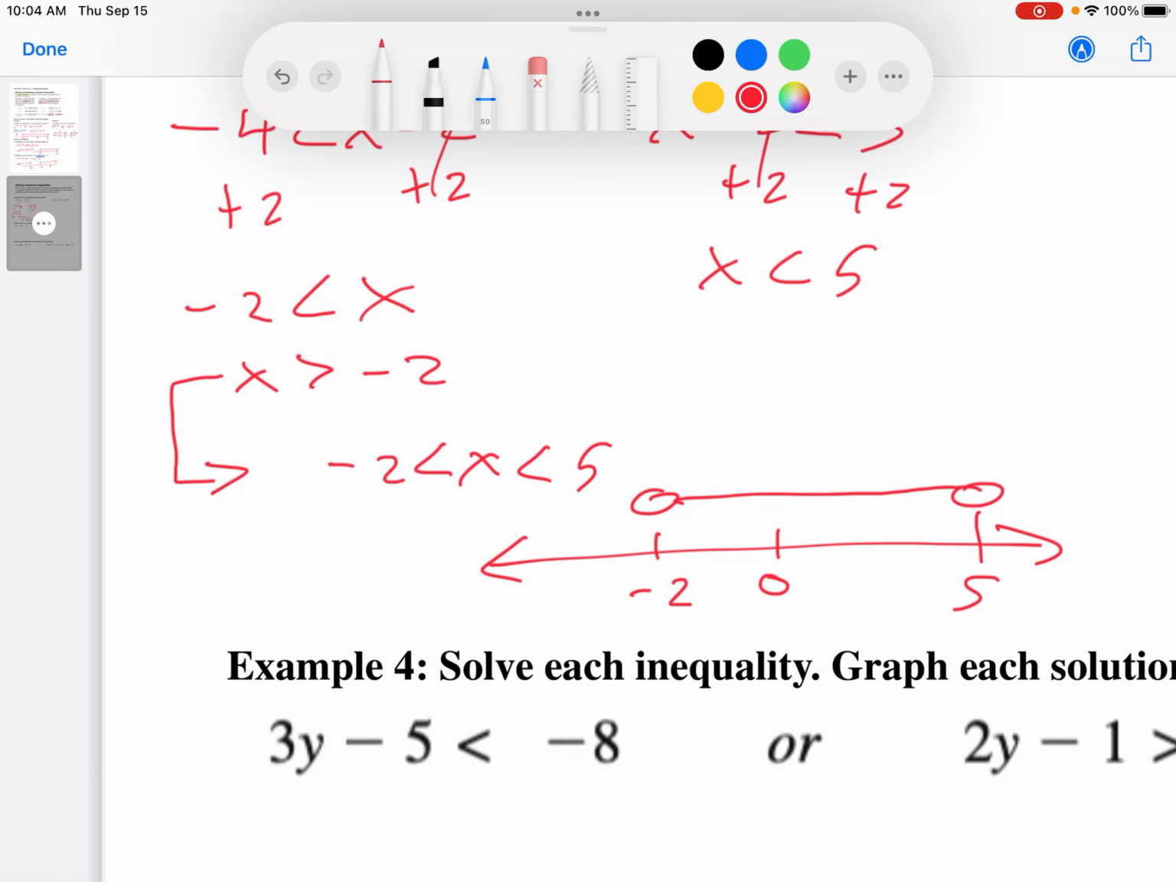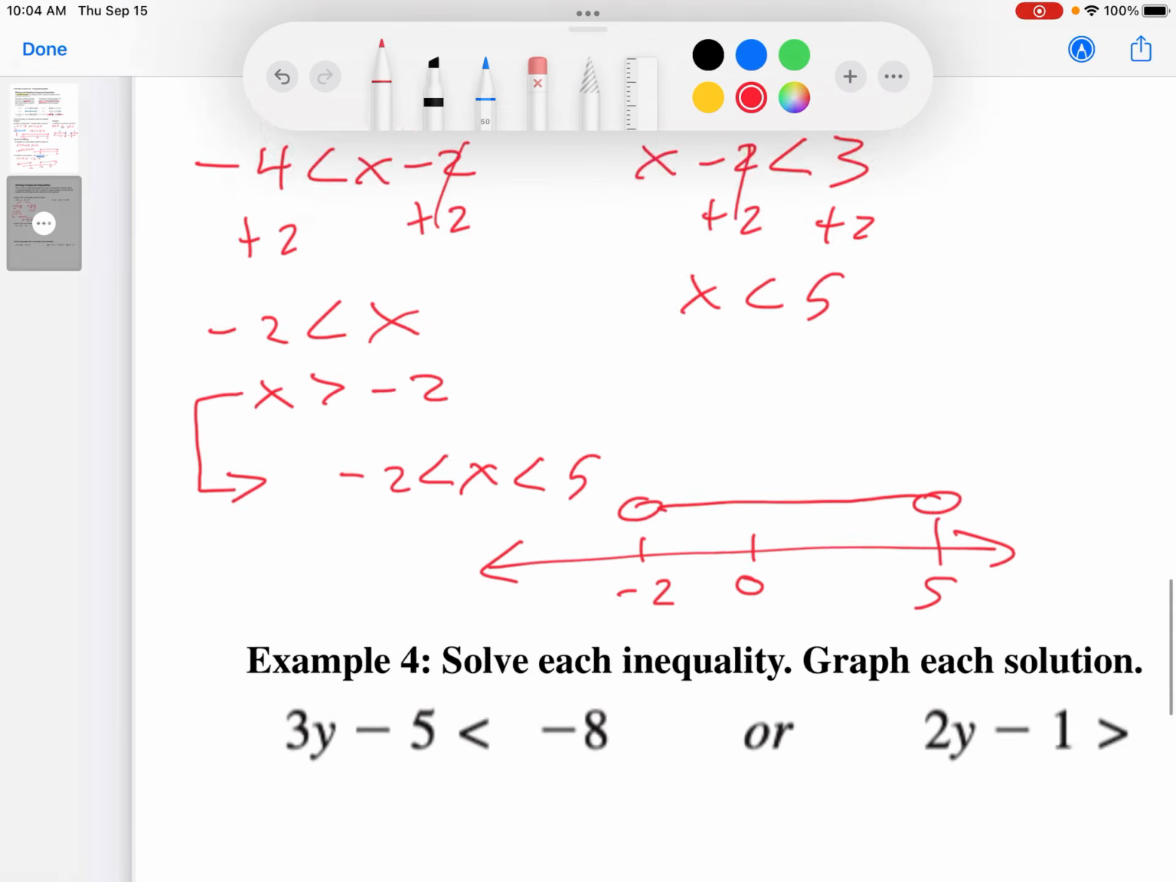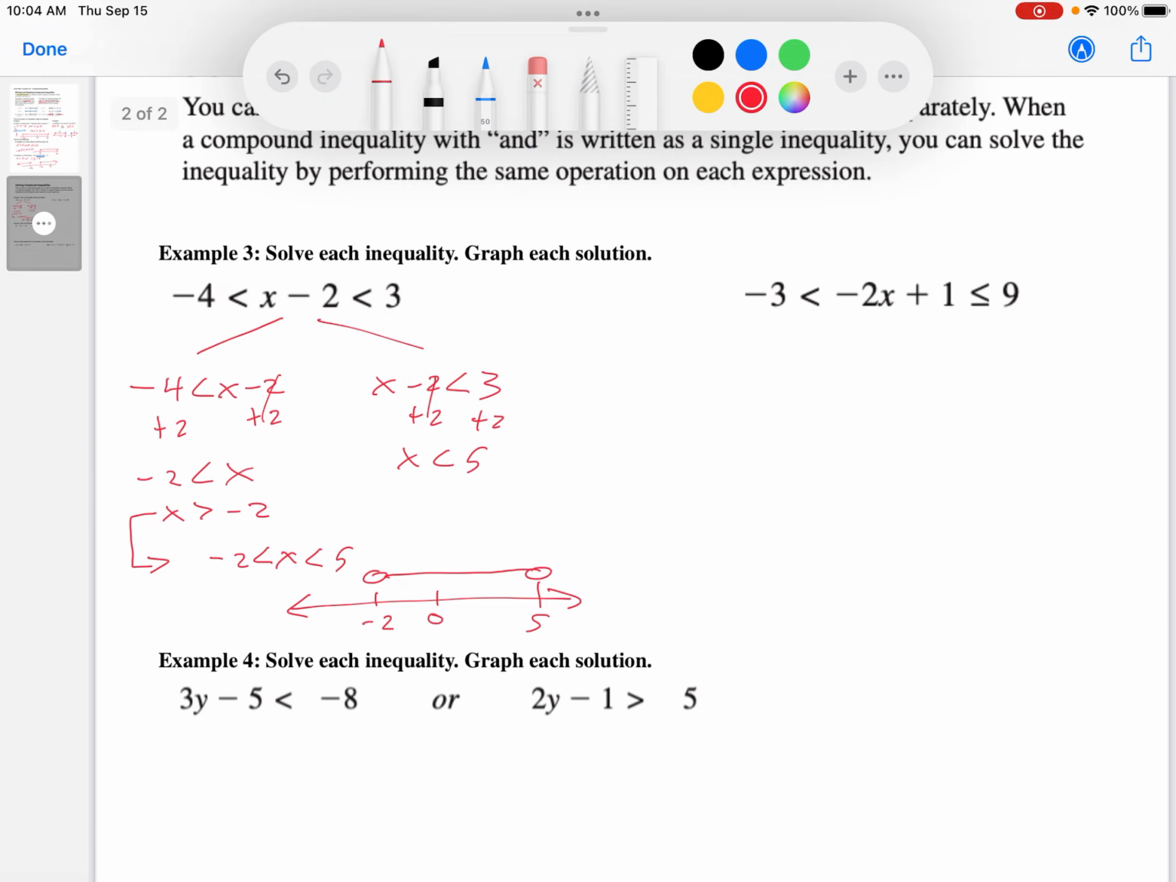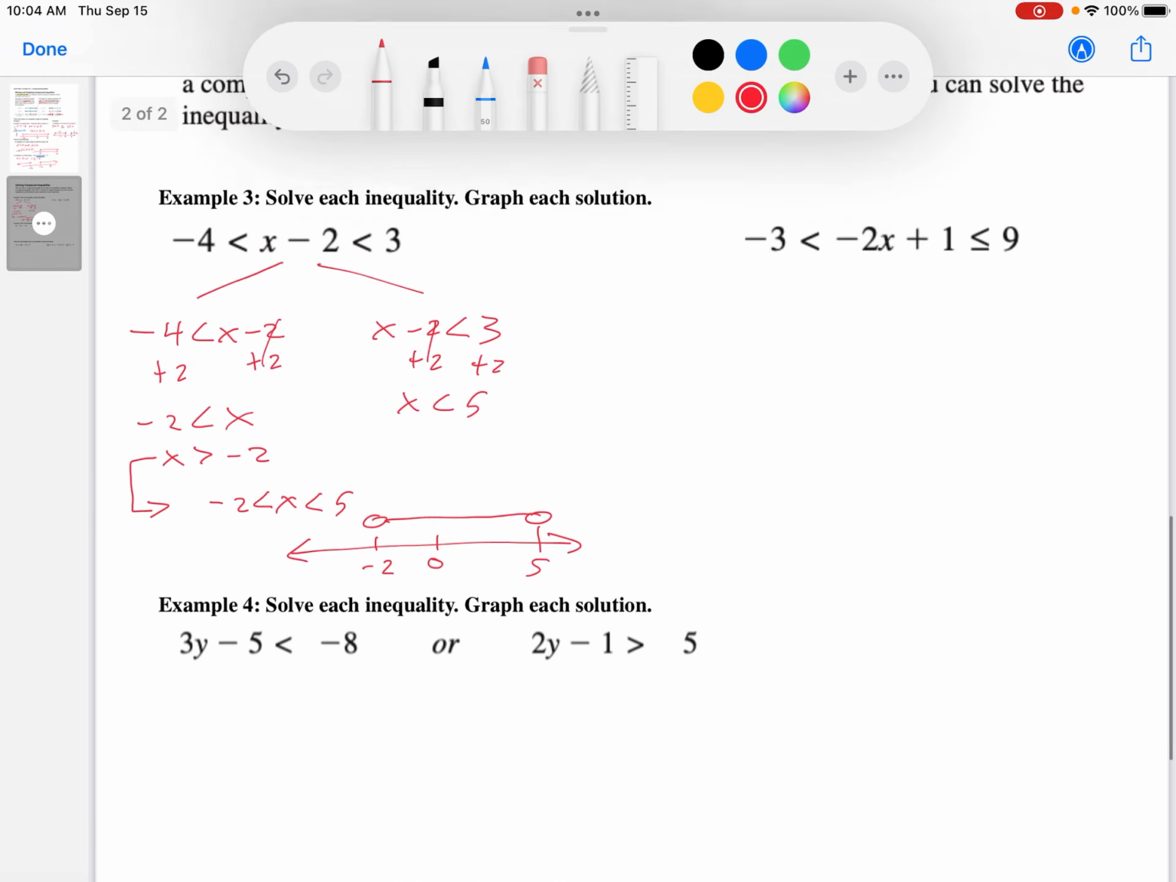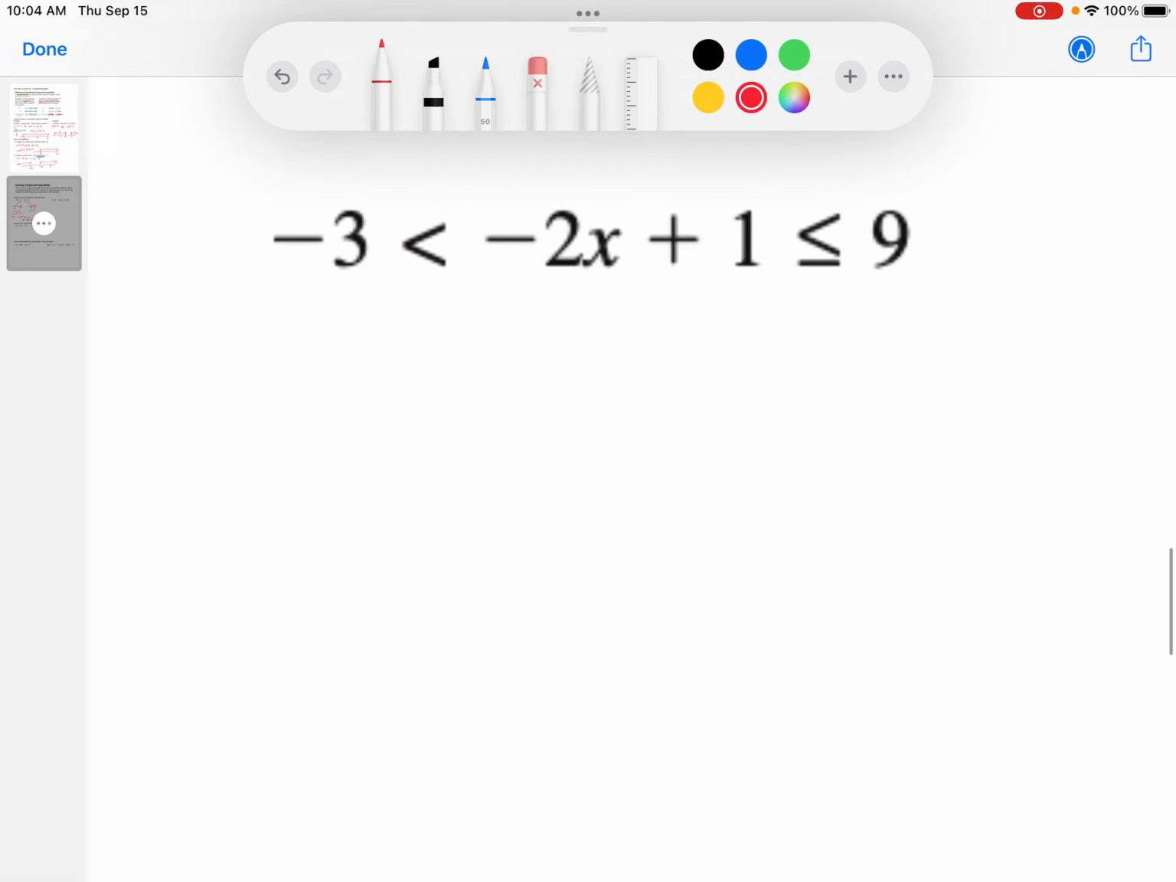And that's what it's going to look like. Okay, there's a second way that you can solve compound inequalities, and this is probably my preferred method just because it takes a little bit less time and you don't have to rewrite the problems.